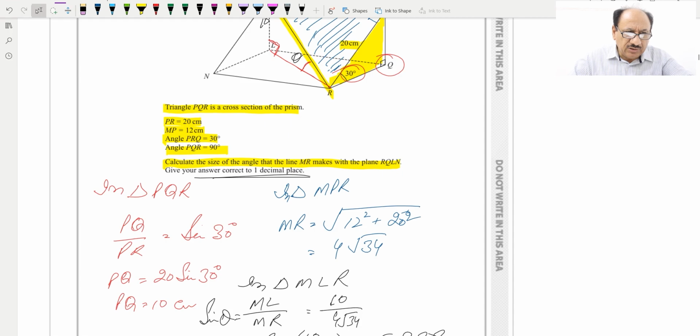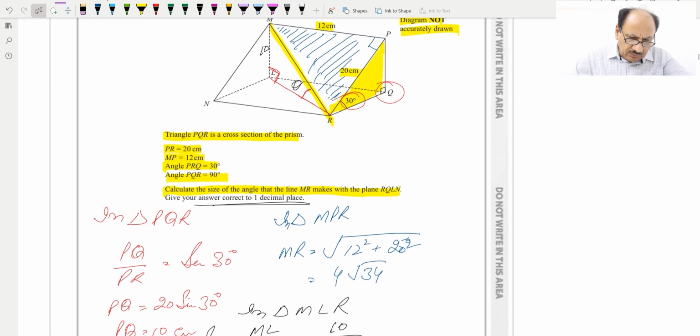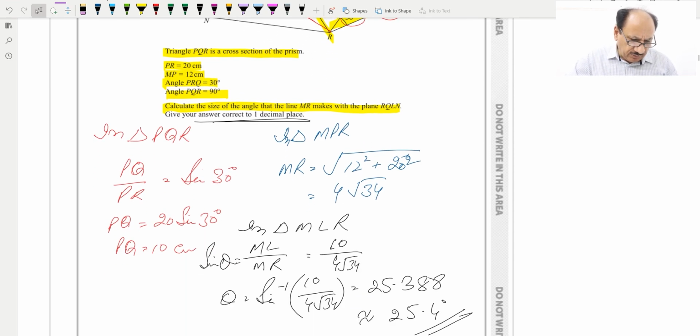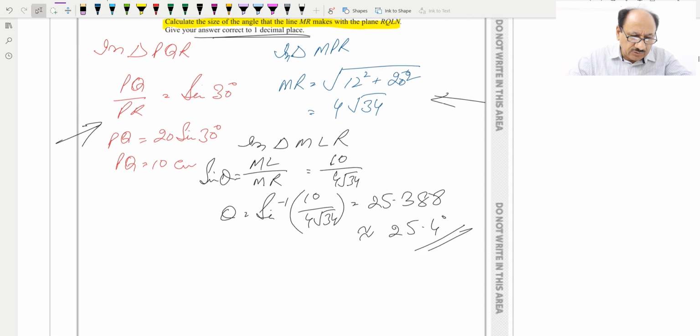And this is basically a 5-mark question. It's very important, 5 marks. What we have done is we have applied trigonometry. Here we found sine theta, and PQ length we found by applying trigonometry. Then we applied Pythagoras theorem over here, and then again we applied the trigonometry. So this is how we found the answer for this 5-mark question. This was a very important question.